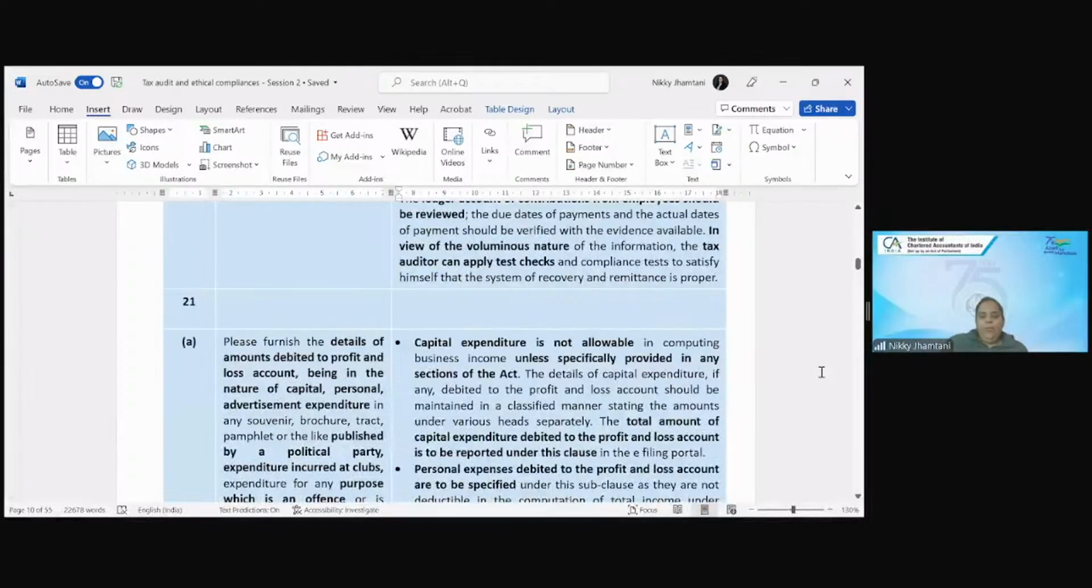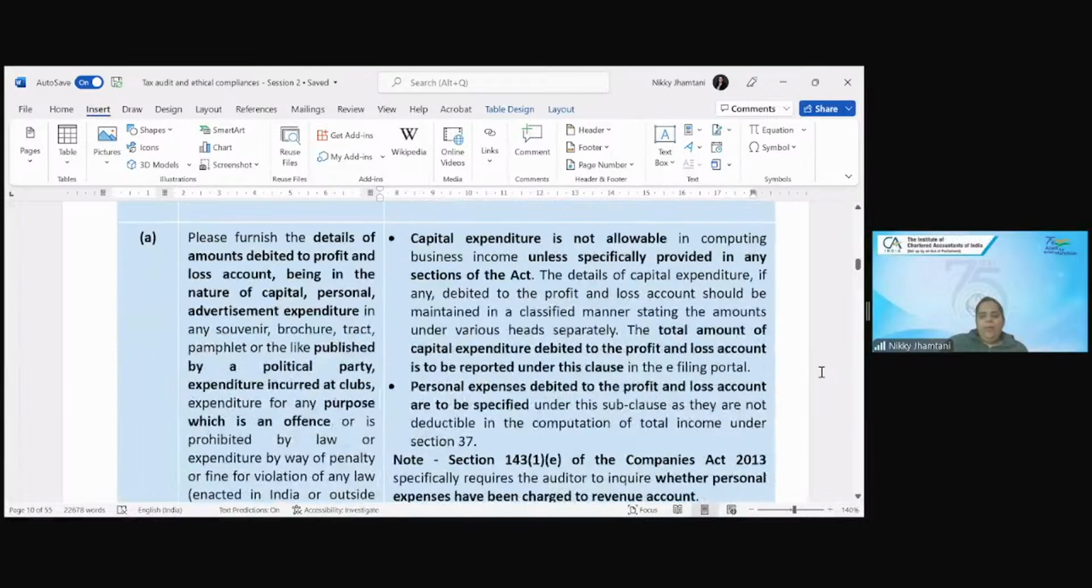So what are the reporting requirements over here? Capital expenditure is not allowable in computing business income unless specifically provided in any sections of the Act. The details of capital expenditure, if any, debited to the P&L should be maintained in a classified manner, stating the amounts under various heads separately. The total amount of capital expenditure debited to the P&L is to be reported under this clause in the e-filing portal. Personal expenses debited to P&L are to be specified under this subclause as they are not deductible in the computation of total income under Section 37.